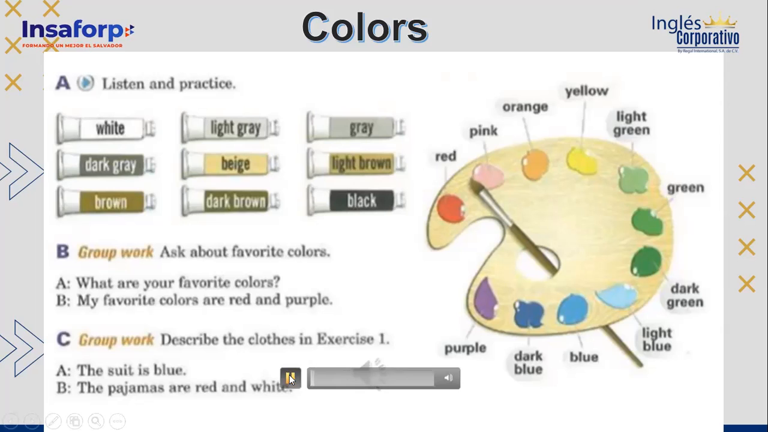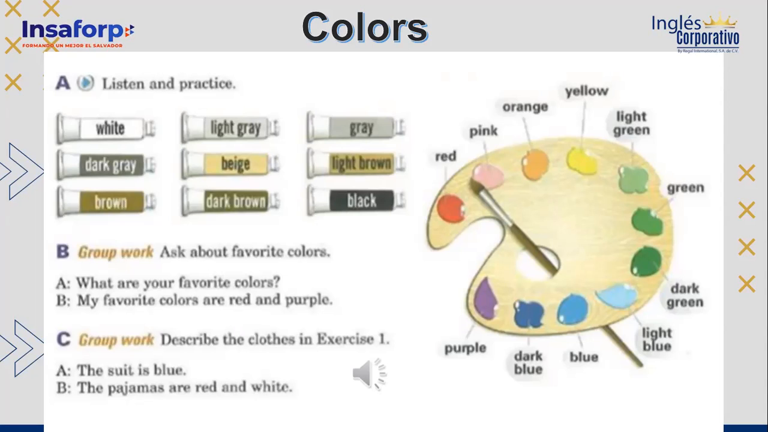So listen. Repeat. White, light gray, dark gray, beige, light brown, dark brown, black, red, pink, orange, yellow, light green, green, dark green, light blue, blue, dark blue, purple. Now, look at this question.